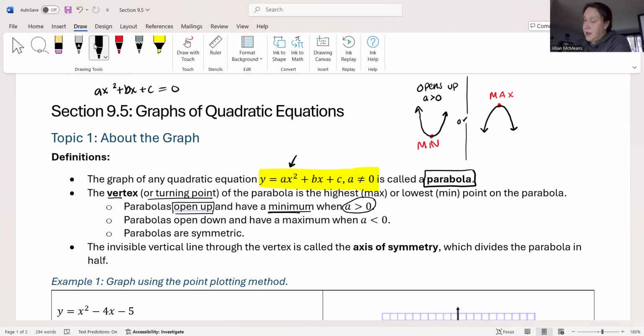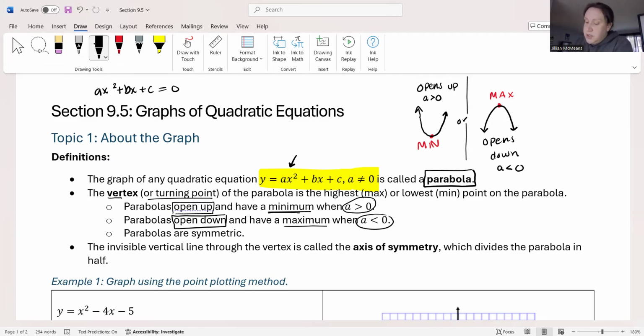Now, on the flip side of that, if we have a parabola that opens down, you have a maximum point, and this occurs when a is negative. So this parabola over here opens down, and we would know this from the equation if a, the coefficient of the square term, was negative. So when the coefficient of the square term is positive, you have a parabola that opens up, which gives you a minimum point. If the coefficient of the square term is negative, you have a parabola that opens down, and it has a maximum point.